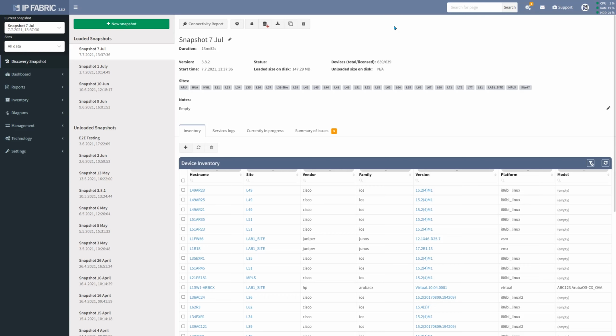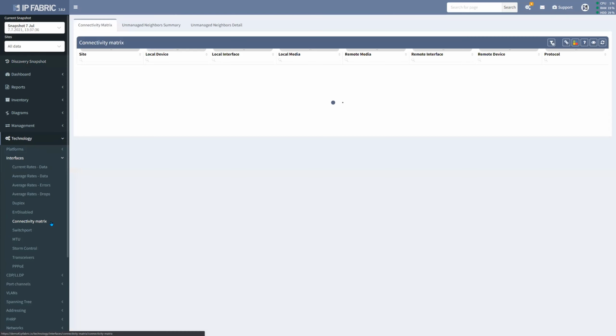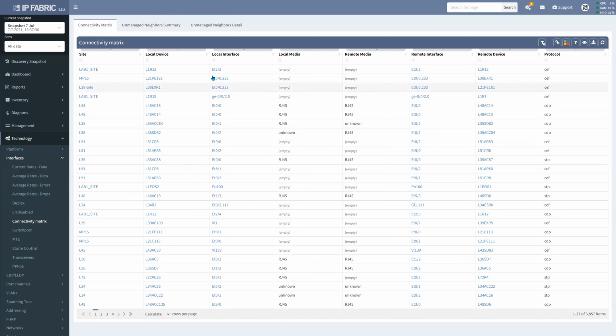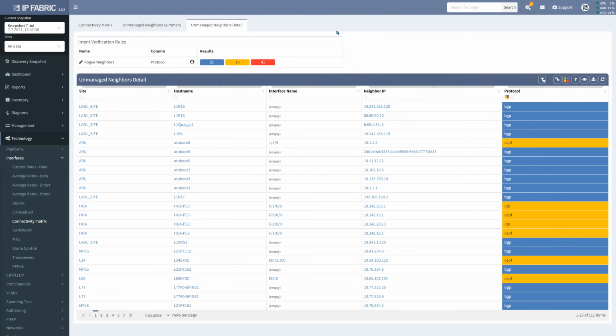I think that the best place to look at is Technology, Interfaces, and Connectivity Matrix, and I will tell you why. In the Connectivity Matrix, there's an inner tab that is called Unmanaged neighbors detail. And it's telling us what? It's telling us, for example, this device is over this interface seeing a neighbor IP 10.1.1.2 through the OSPF protocol. The thing is that this IP address hasn't been discovered, or it belongs to a device that hasn't been discovered, and it's not contained in the snapshot itself.